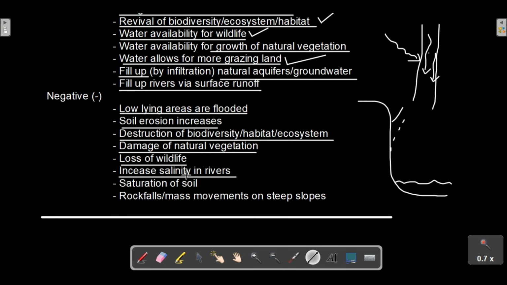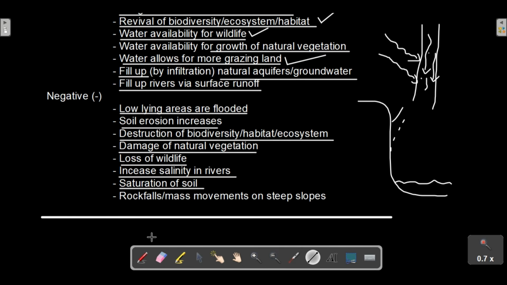increases salinity in rivers. So as this surface runoff occurs, this water, of course, picks up nutrients along with it, and so these salts end up emptying into these rivers, and so this changes the environment. Remember, there are plants and animals here, and they require a particular environment. So this changes the environment for them. So again, it leads to loss of wildlife, leads to damage to natural vegetation. All of these are connected.